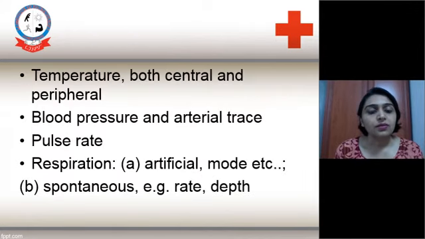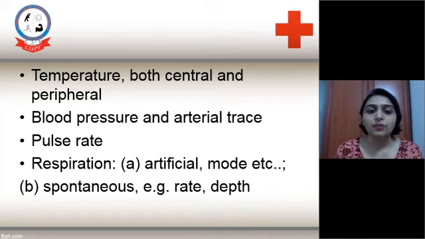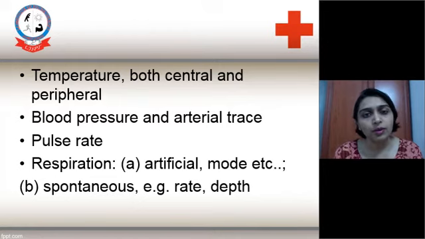Next we are going to see vitals, that is temperature, both central and peripheral, blood pressure through the arterial trace, then pulse rate and respiration. We need to see whether respiration is given artificially or the patient is breathing spontaneously. If the patient is breathing spontaneously, we need to check the rate and depth of respiration. And if the patient is being given artificial ventilation, then we need to know the mode and other parameters of the ventilator.